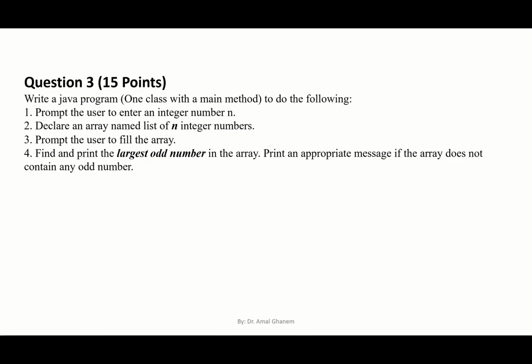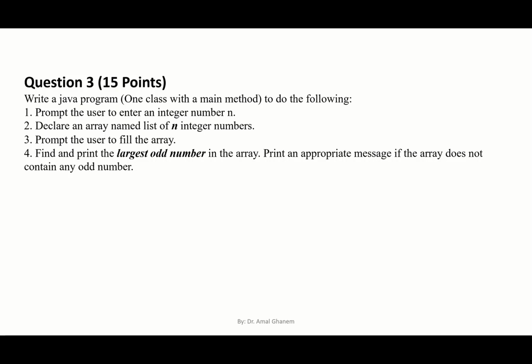We have to write a Java program, only one class with the main method, to do the following. First, ask the user to enter an integer number n. Then declare an array named list of n integer numbers. After that, ask the user to fill the array. Once we have the array, find and print the largest odd number in the array, and print a message if the array does not have any odd numbers.